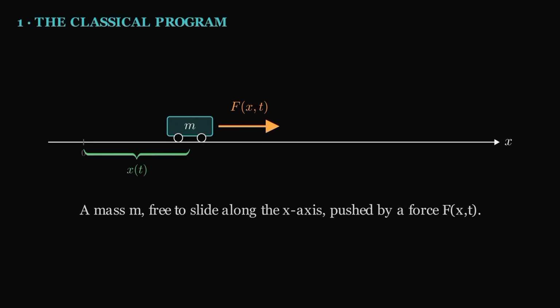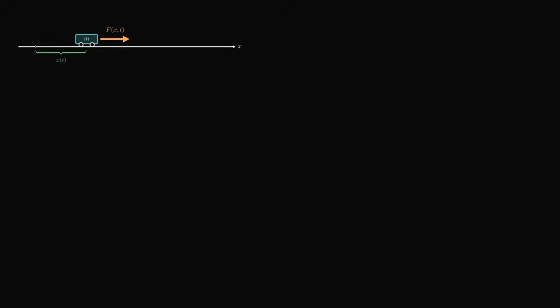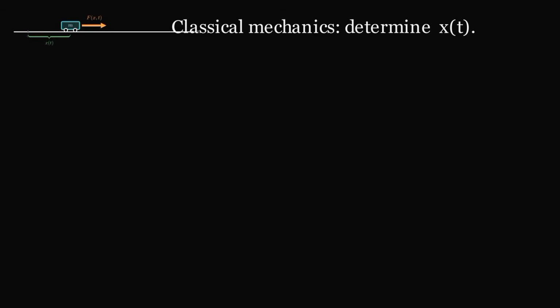Picture a single particle, a mass m, free to slide along the x-axis, pushed around by some force F of x and t that can depend on where the particle is and on the time itself. That's the whole setup. Classical mechanics has exactly one job: figure out x of t, the position as a function of time. And once you know x of t, everything else comes for free.